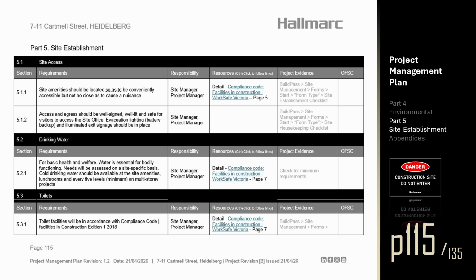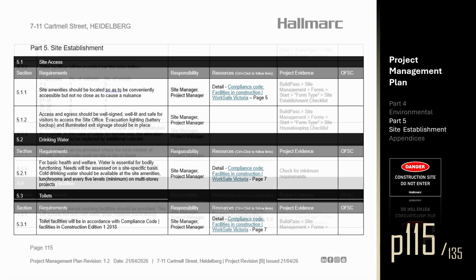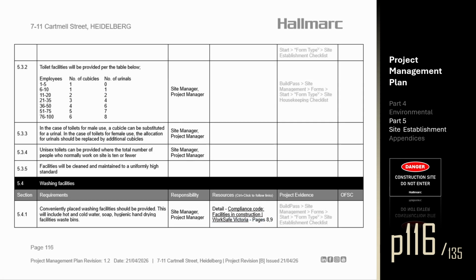Section 5.3. Toilets. Section 5.3.1. Toilet facilities will be in accordance with Compliance Code. Facilities in Construction, Edition 1, 2018. Section 5.3.2. Toilet facilities will be provided per the table shown.